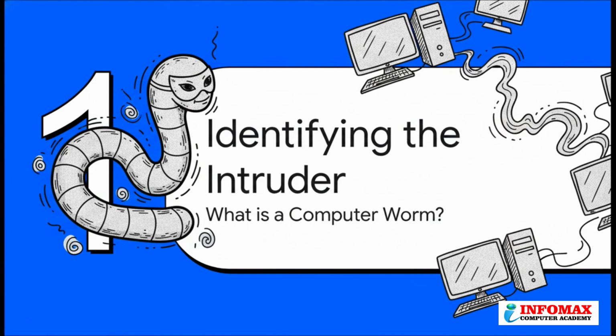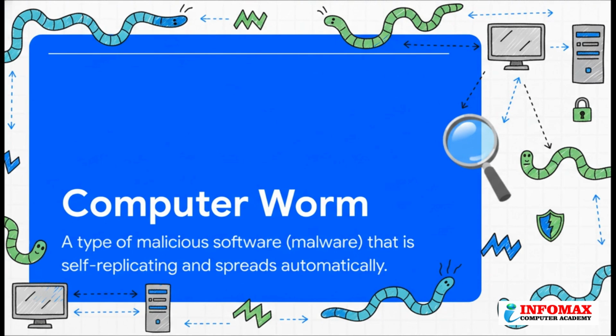In this first part, we're going to get a really clear picture of what we're actually up against. It all starts with one simple question. What is a computer worm, anyway? Okay, so here's the textbook definition. At its core, a computer worm is a kind of malware, and it's defined by two really key features. It's self-replicating, and it spreads automatically.